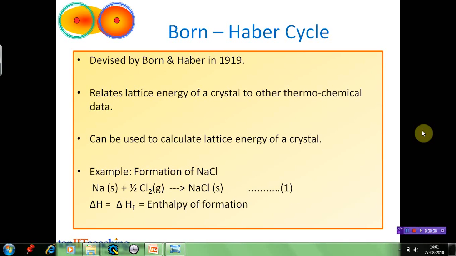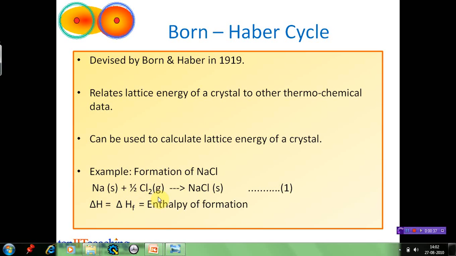Born-Haber cycle can be used to calculate lattice energy of a crystal as well. The cycle was devised by Born and Haber in 1919 and it relates the lattice energy of a crystal to other thermochemical data. Consider sodium chloride for example. We know that the lattice energy is the energy evolved when gaseous ions, that is, sodium ion and chloride ion in this case, come together to form 1 mole of the solid ionic compound, that is sodium chloride.